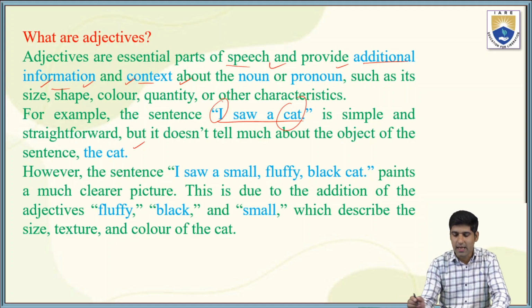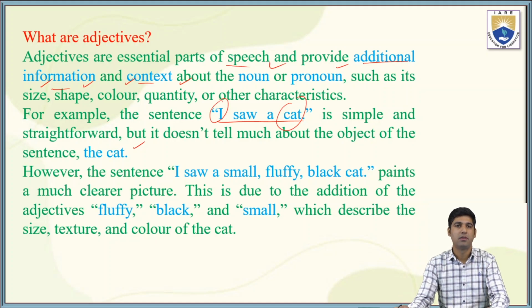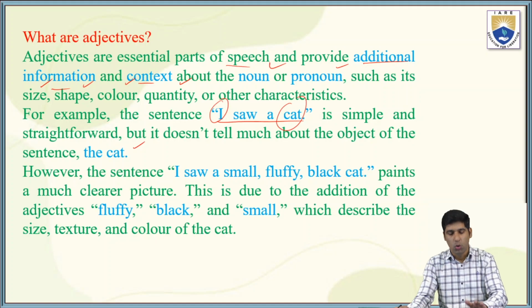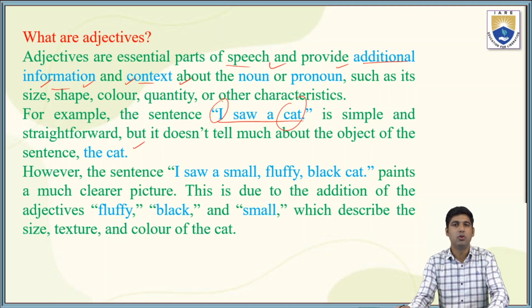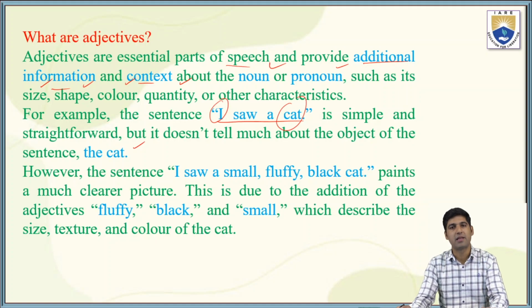So we have a sentence, I saw a cat. There is not a single word which gives us some extra information about the pronoun I or noun cat. Is there anything? No, there is not anything. You are right. There is nothing there. No word gives us some extra information about the noun or pronoun used in the sentence.